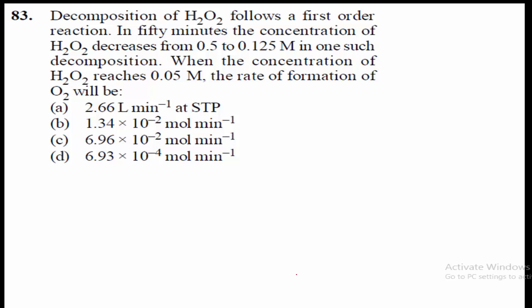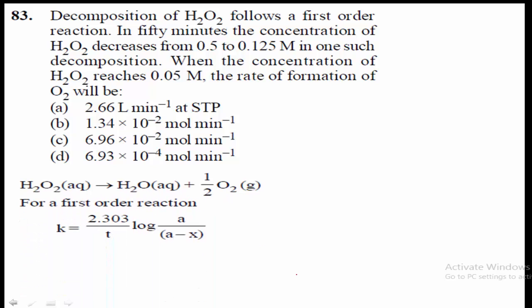83rd, decomposition of H2O2 follows a first order reaction. In 50 minutes, the concentration of hydrogen peroxide decreases from 0.5 to 0.125 M in one such decomposition. When the concentration of H2O2 reaches 0.05 M, the rate of formation of O2 will be. This can be solved as, consider the decomposition of hydrogen peroxide.